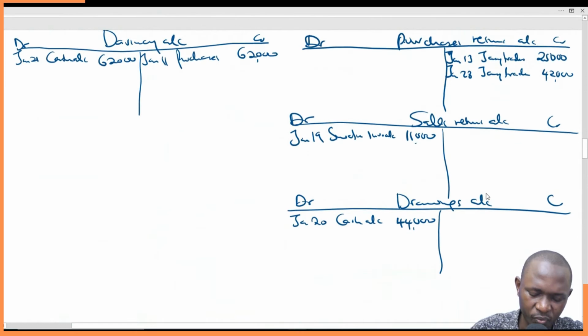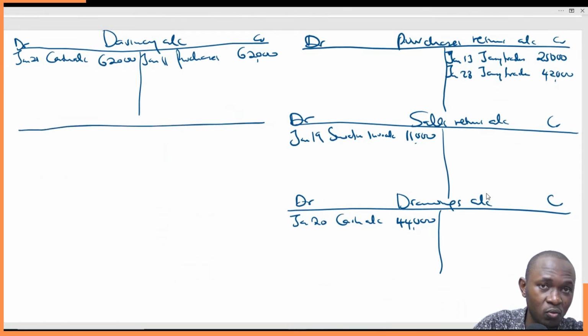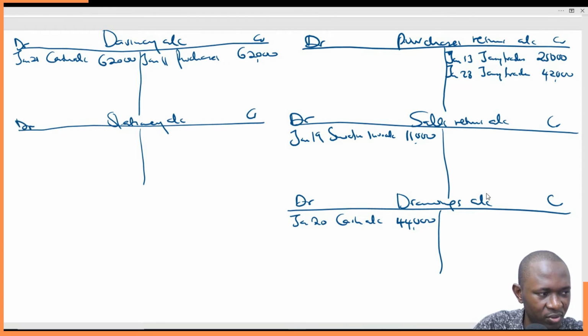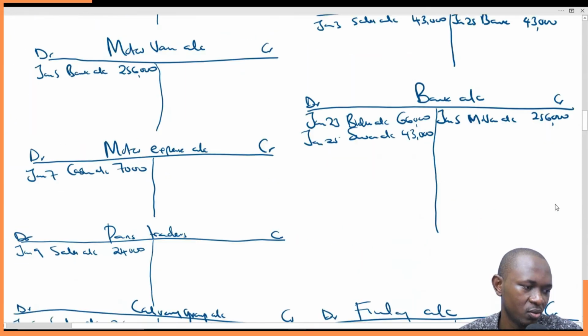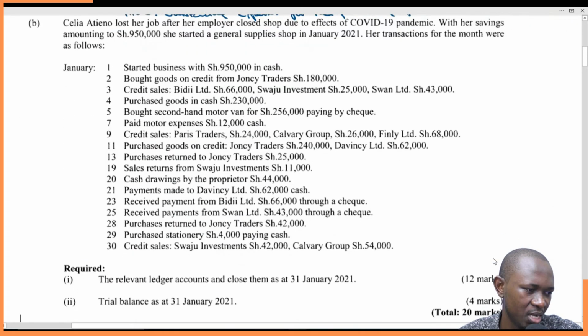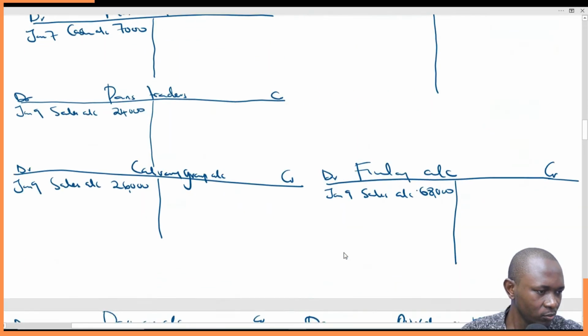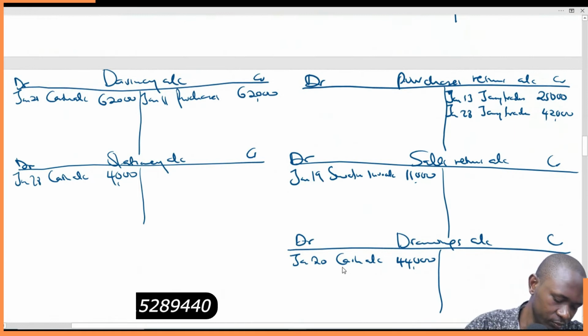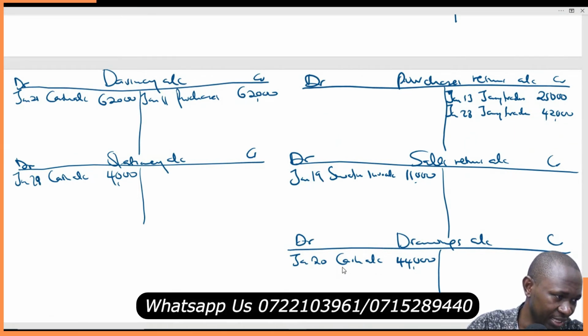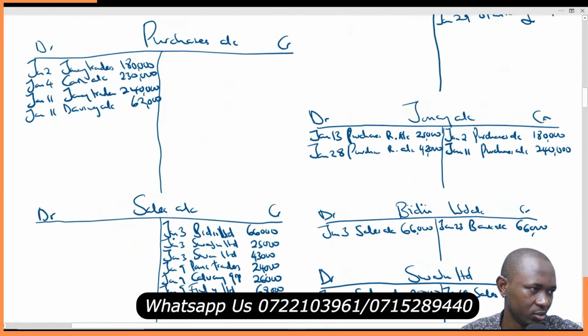4,000. Good. So I go to stationery account. Do we have a stationery account? No, we don't have a stationery account. So we open a stationery account. This is credit, this is debit, and stationery is an expense. So we say on January 28th, cash account, the other account that affects this is 4,000 shillings. So stationery of 4,000 was incurred on January 29th, not 28th. So let's just correct that to January 29th.